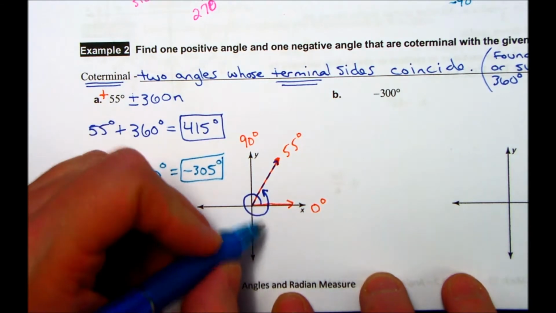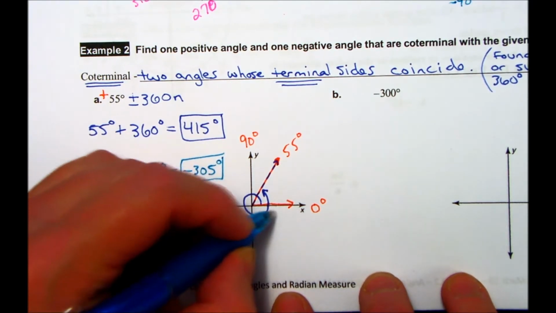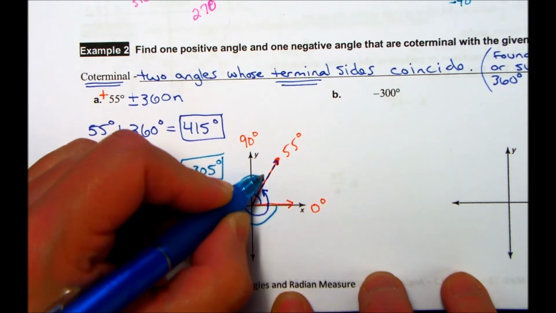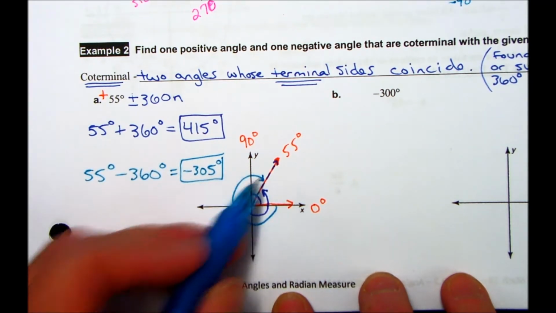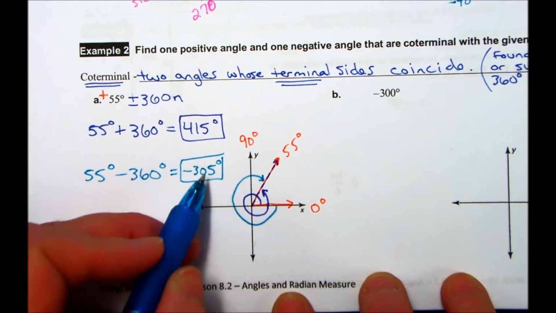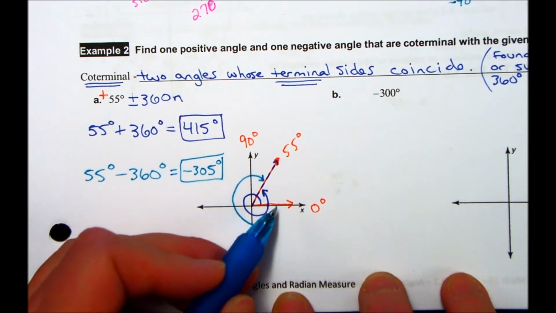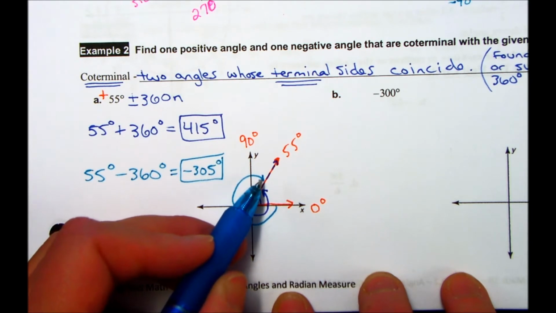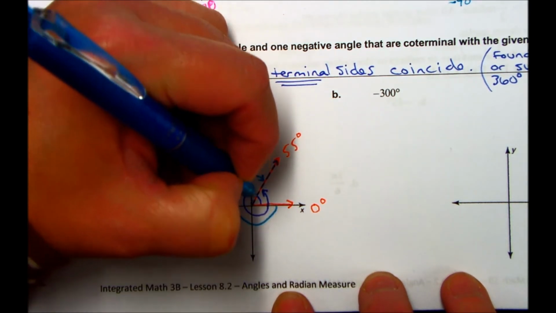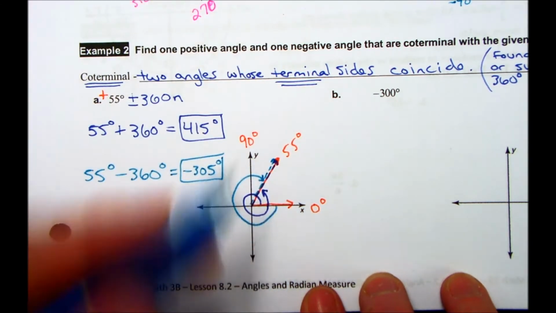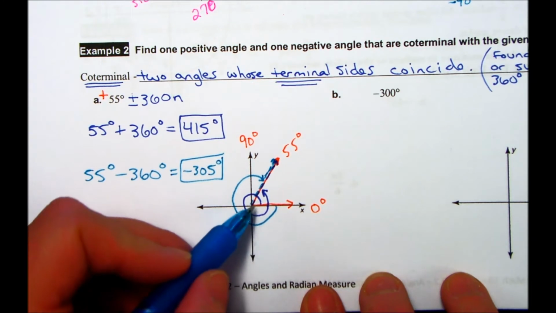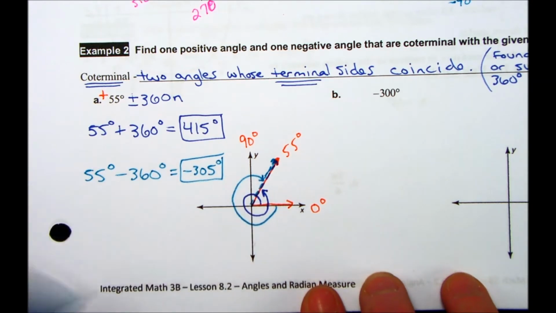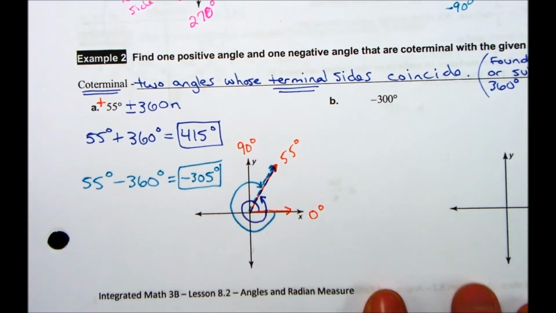When you draw it, since I've already used up this space, I'm going to start here. I'm going to go on the outside, but I'm going to go down and around, and I'm going to end up here. So I'm not going a full circle. It's only negative 305. So this would be negative 90, negative 180, negative 270. A little bit more would be the negative 305. And again, it would end here. So we've got 3 terminal sides that coincide. You've got the 55 degree, you've got the 415, and you've got the negative 305. Okay, hopefully that made sense.